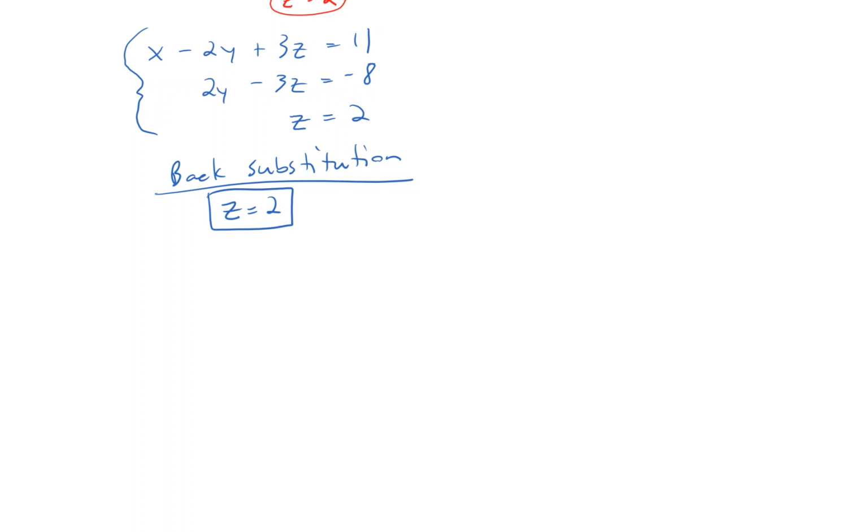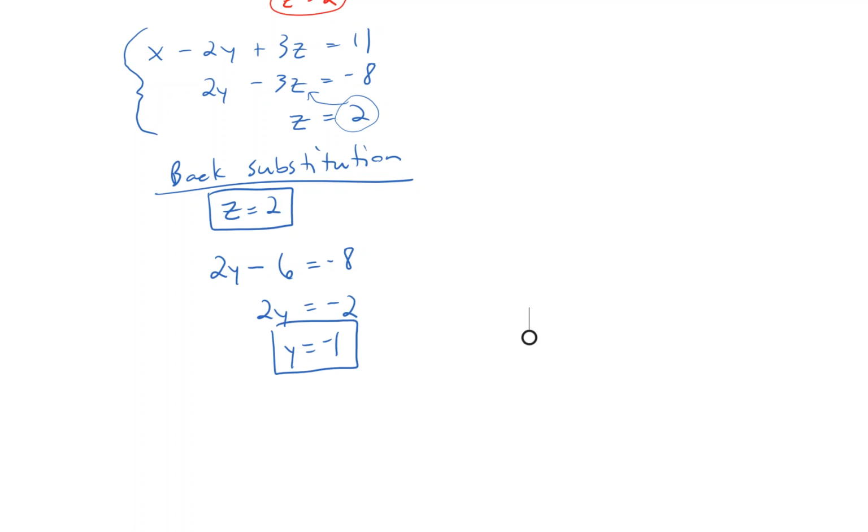So what I'll do is z equals 2 needs to be substituted into row 2. So that's going to turn into 2y minus 3 times 2 is 6 equals negative 8. And now you can see that y is the only variable I have, so I can solve for it. So I'll add 6 to both sides. Negative 8 plus 6 is negative 2, and divide both sides by 2 gives me negative 1 for y. So now I have my y value.